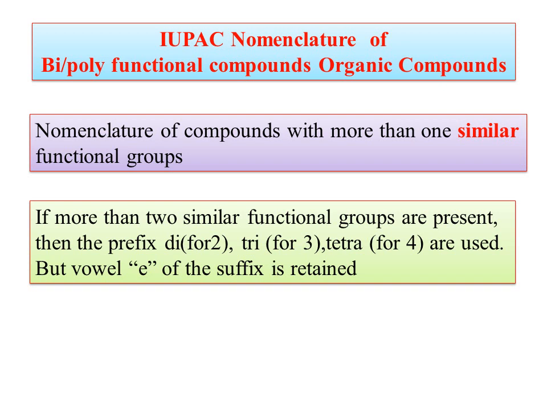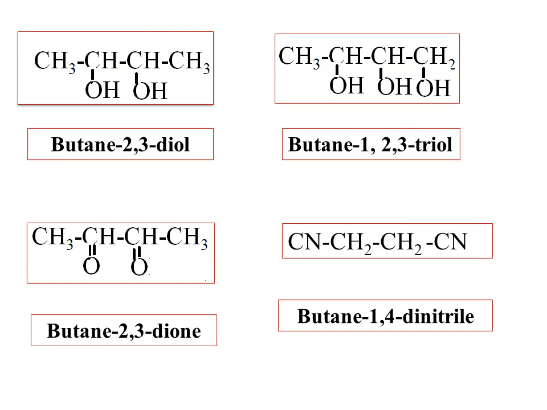And also if you have the same functional group repeated, you are going to use a prefix: di for 2, tri for 3, tetra for 4. The vowel E of the suffix is retained. For example, butane-2,3-diol. Here you are going to have two OH groups. Both of them are alcohols in nature. It's a bifunctional compound having two functional groups, both of them OH groups only. That OH group has been repeated twice. If it is an OH group, it's an alcohol, you are going to call it as ol. So here you are going to add 2,3-diol. Similarly, if you have three OH groups, then you are going to call it 1,2,3-triol.